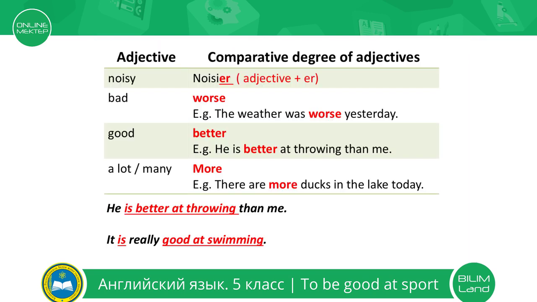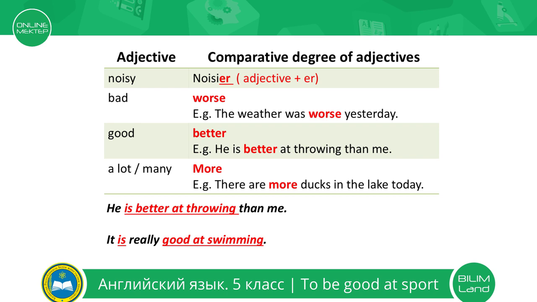Now I want to pay attention to the use of the phrase to be good at sports. And also we will look at comparative degree of adjectives. From the last lesson, you remember that for one syllable adjectives, to make a comparative degree, we need to use the adjective and add suffix er. For example, noisy, noisier. You also remember that for the adjectives ending in y, we need to change the letter Y into I. Noisy, noisier. Very good.